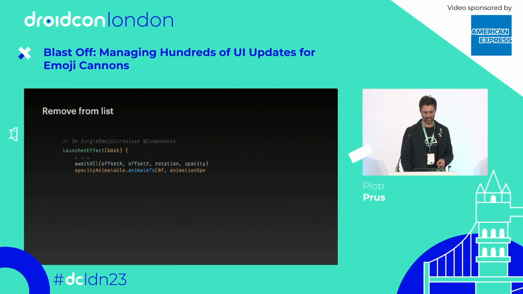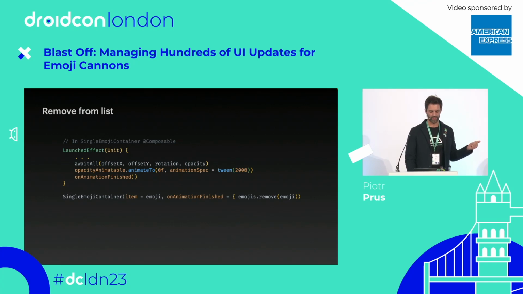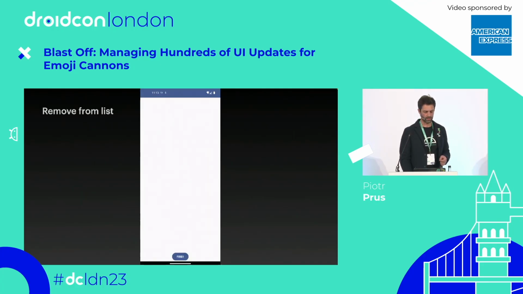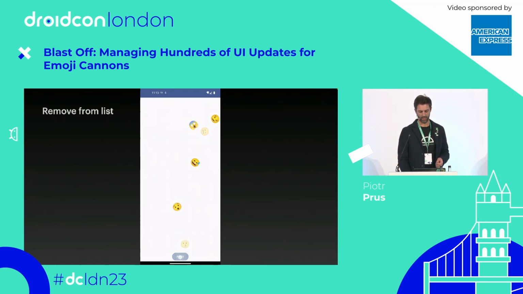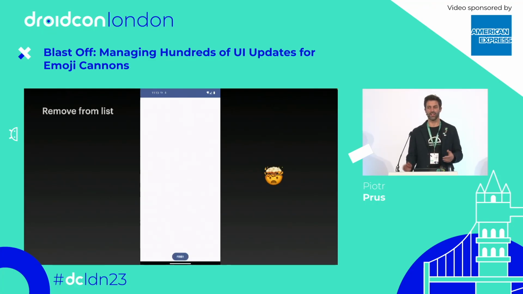Easier said than done. We had this awaitAll to decrease our opacity to 0. So now I will be calling a function on animation finished, and in my single emoji container, I will just call from the lambda emojis.remove and put the emoji there. So this is how it looks. Emoji flies in, and we are removing them. It's fine, right? Everyone loves it. Your users will be happy. Your manager will give you a raise. It looks good. So what is happening here? Any guesses?